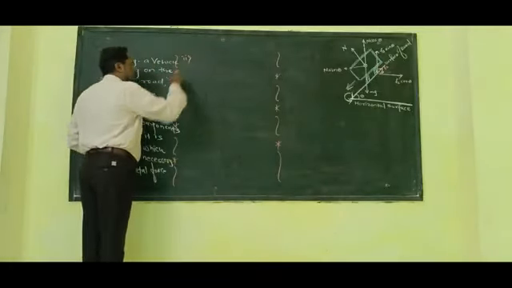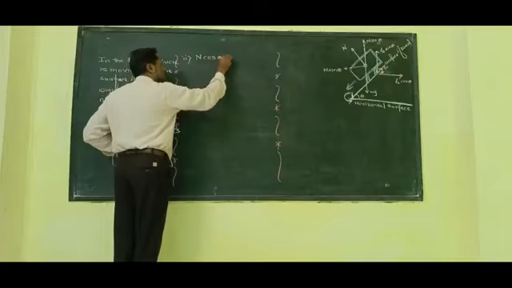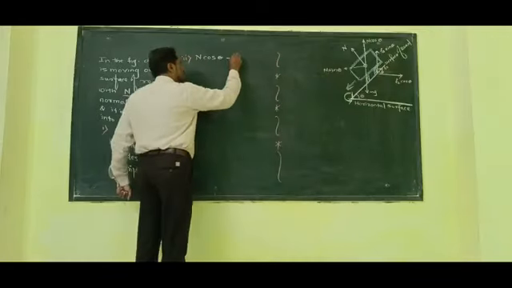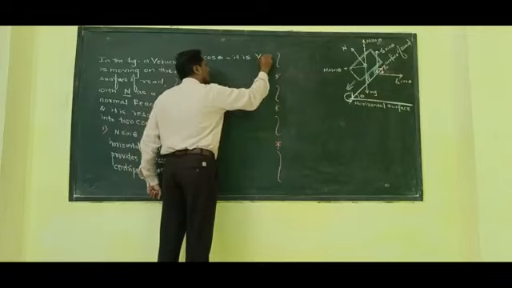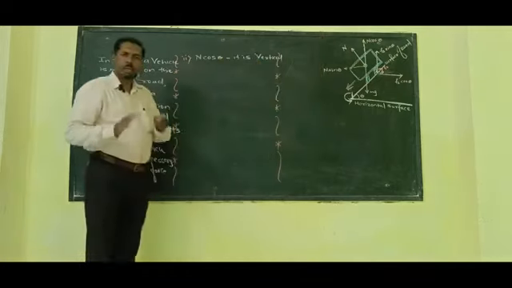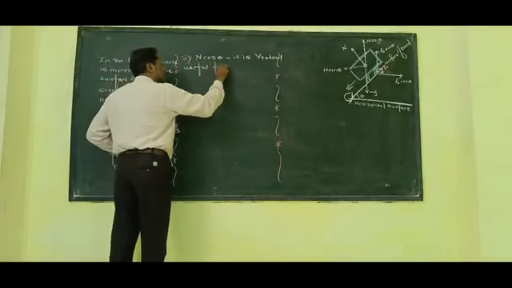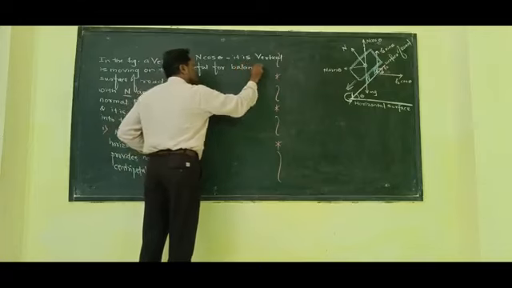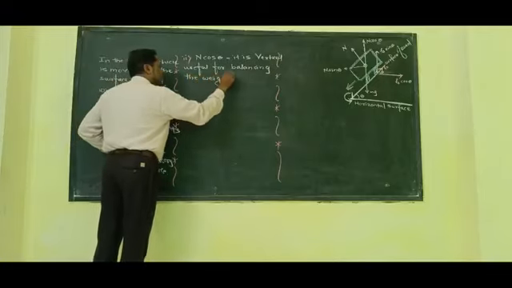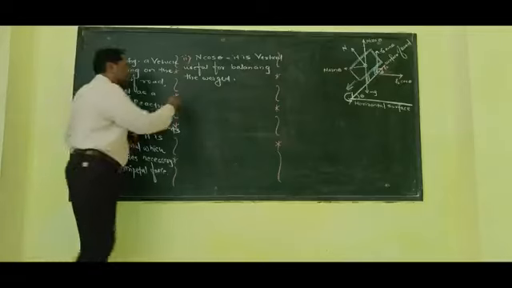Whereas the second component is called n cos theta. See here, the second component is n cos theta. It is vertical, which we are also observing in the diagram. The component n cos theta is vertical, useful for balancing the weight. Full stop. Mathematically, both these points can be written as follows.